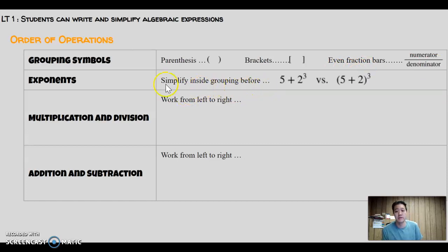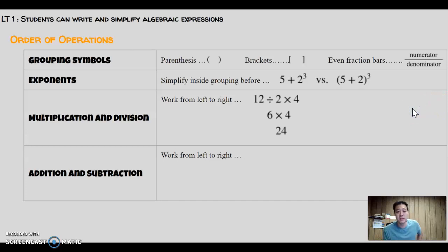When we're dealing with exponents, I'm going to go over some examples in a little bit, but simplify inside a grouping before dealing with exponents. Here you would do 2 to the third first, and then add the 5. Versus here, the parentheses mean you're going to add 5 and 2 first and then raise it to the third power.